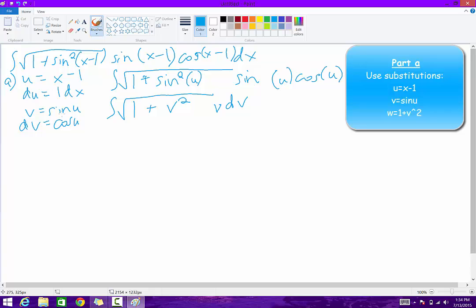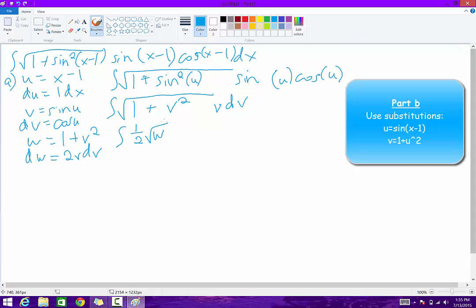Next, we will perform the substitution w equals 1 plus v squared. The derivative of w is simply 2v dv. If we perform the substitution, we would have the integral of 1/2 square root of w.